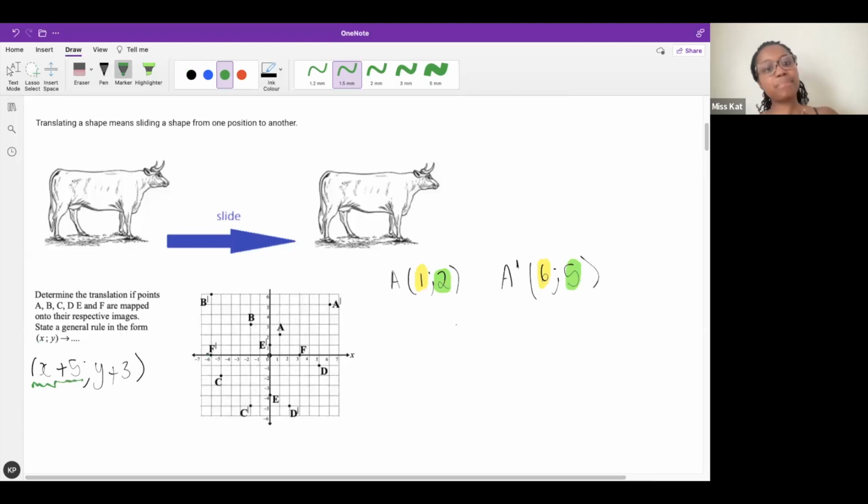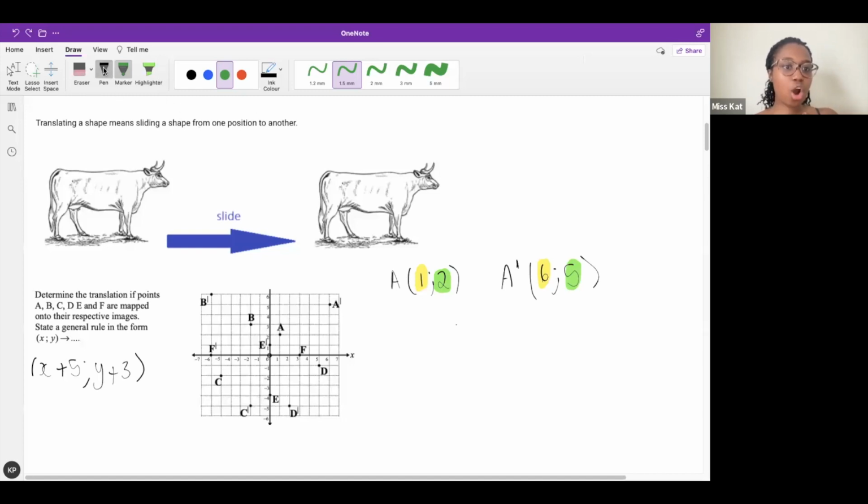Yes. And then we went to the y coordinates. So we went from 2 to 5. And I asked you guys, is that going up or down? You guys said it's going up, which means it's plus. And how much did we go up from 2 to 5? 3. Okay, thank you, ma'am. You're welcome. Thanks for asking. Okay, so that's how it works, guys.